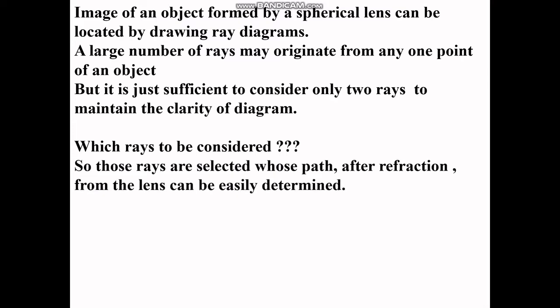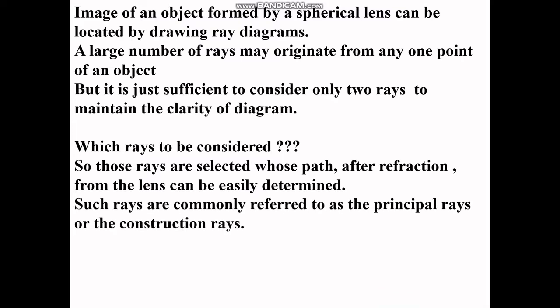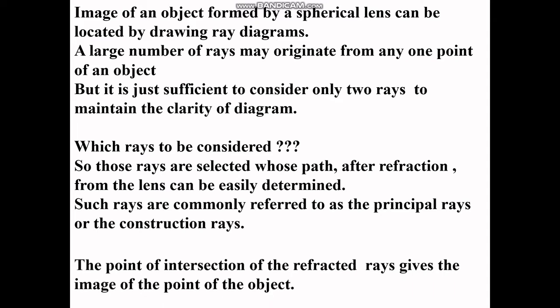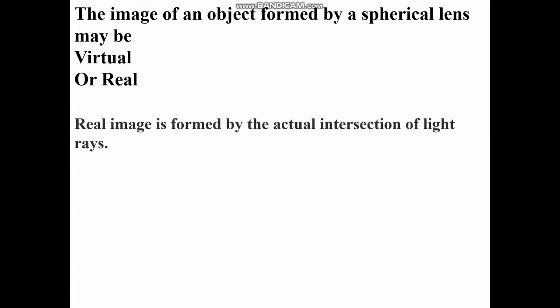Those rays are selected whose path after refraction from the lens can be easily determined. Such rays are commonly referred to as the principal rays or the construction rays. The point of intersection of the refracted rays gives the image of the point of the object. The image of an object formed by a spherical lens may be virtual or real.